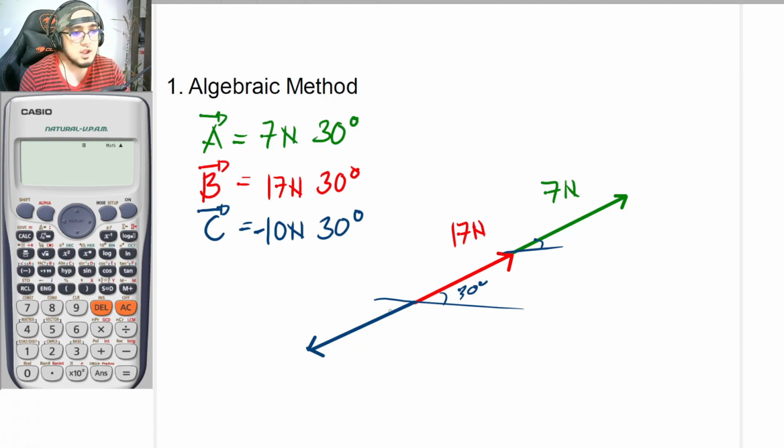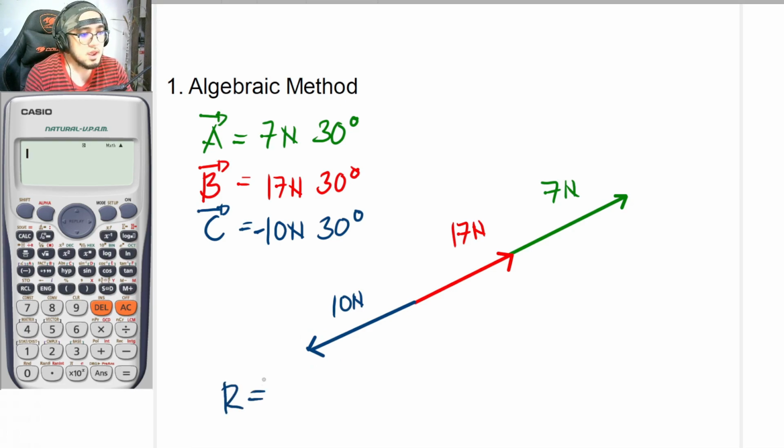Okay, so for your algebraic method, this is once again very straightforward. What you will be doing is just adding them. So if this is once again to be 10 newtons, considering this direction, for the resultant, I will just be changing the color. For the resultant R, I will be assuming that this direction would be positive. So I will be assuming that every vector going in this direction is positive.